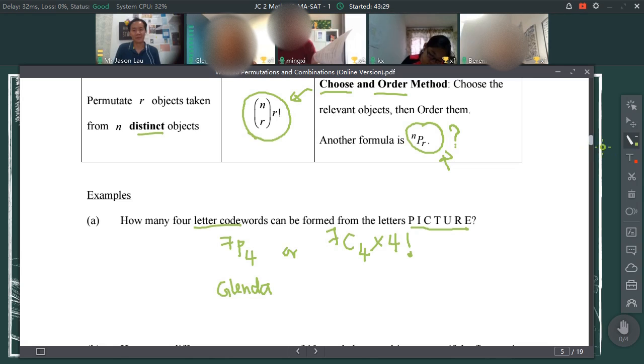So, how does the second one work? When you say 7 choose 4, you are choosing 4 distinct letters. Then after you choose, you still have to put them into their positions. So you are actually arranging 4 letters.